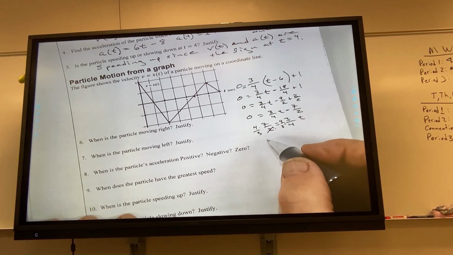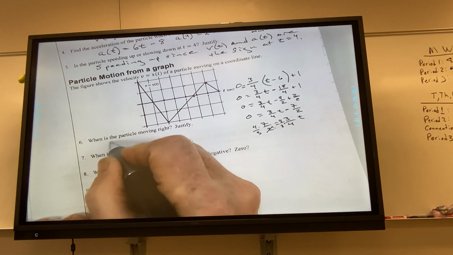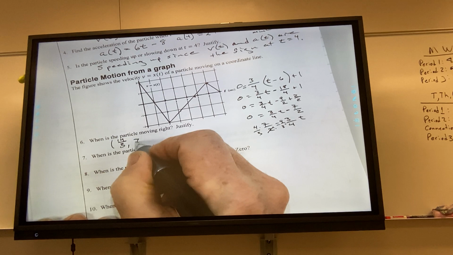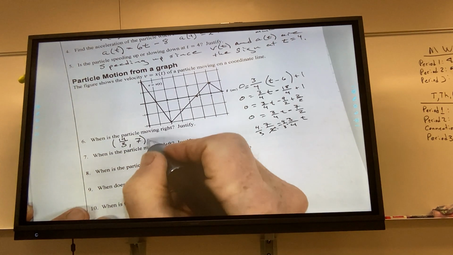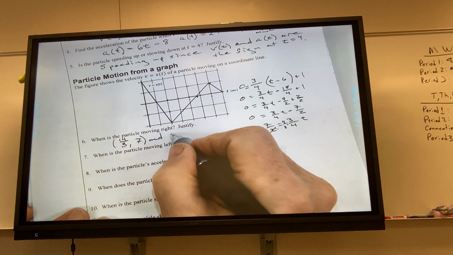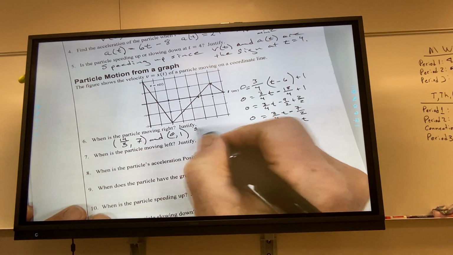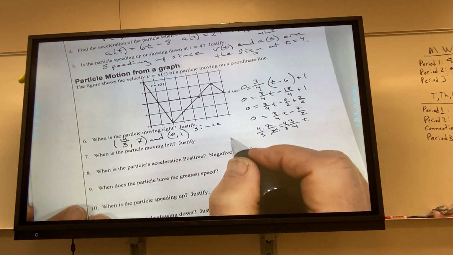Okay, so 14/3, correct? So you're going to tell me from 14/3 to 7, Ben? Yeah. Any place else? Yeah, from 0 to 1. And 0 to 1. Why? Since it's positive. What is positive?